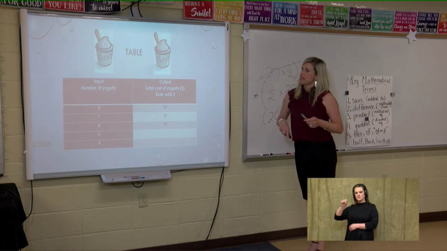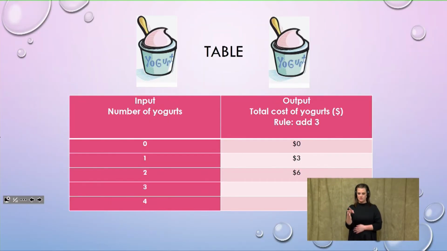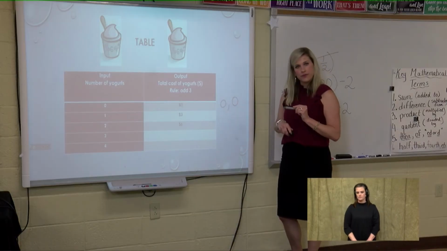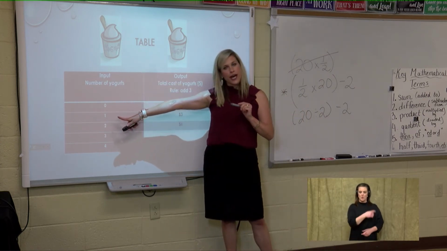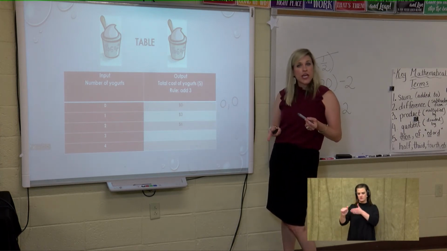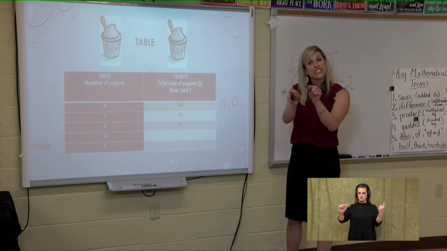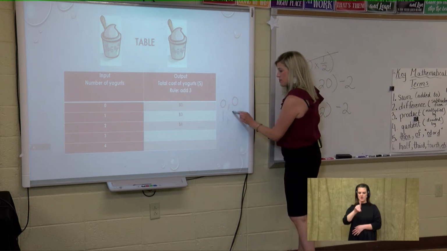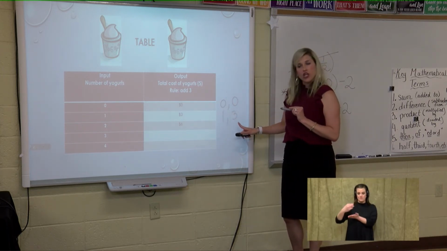So we're going to take a look right now at some different patterns. All right, let's look at this one. This is a table that simply shows you yogurt cups and the total cost of the yogurt cups. Obviously, if there are no yogurt cups, then there's no cost. Those terms are 0 and 0, and they go together because 0 yogurts makes $0. 0 and 0 go together. Here, if I have 1 yogurt cup, how much does 1 yogurt cup cost? $3. So those terms, 1 and 3, go together. They correspond together. 1 corresponds with 3. 1 yogurt cup for $3.